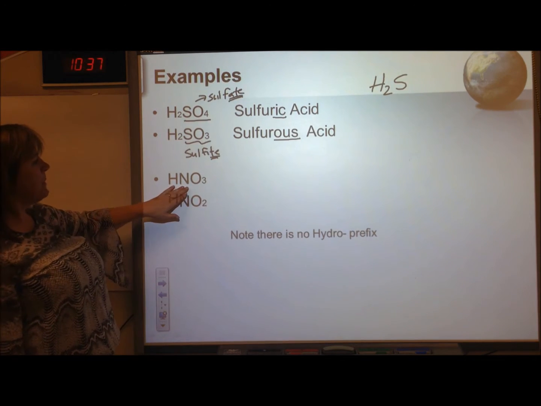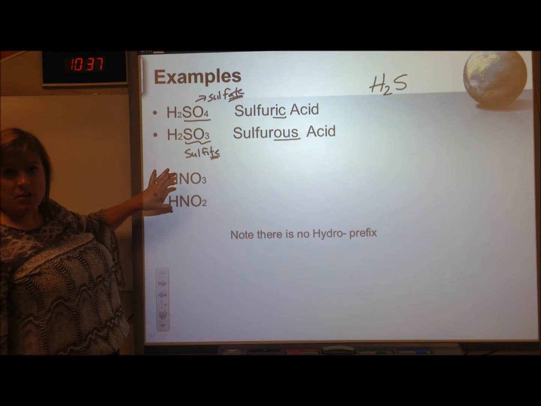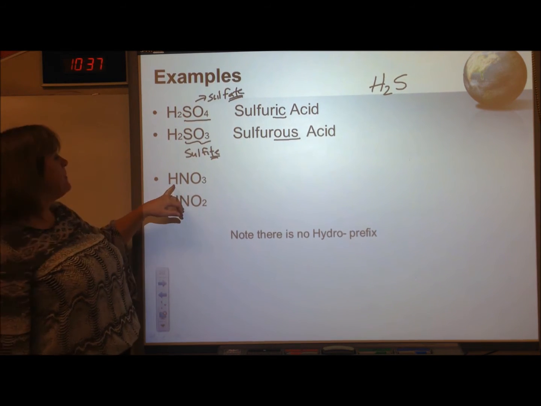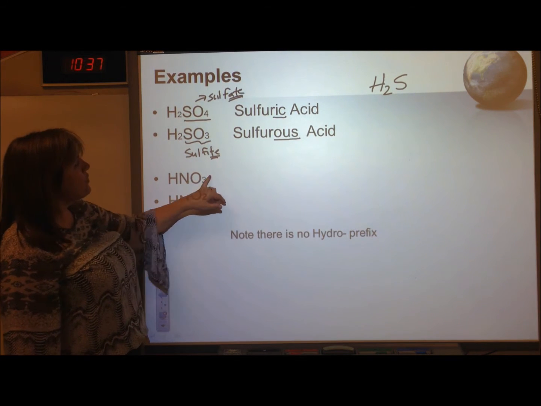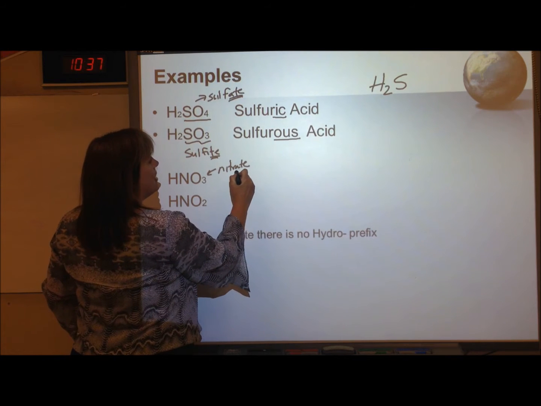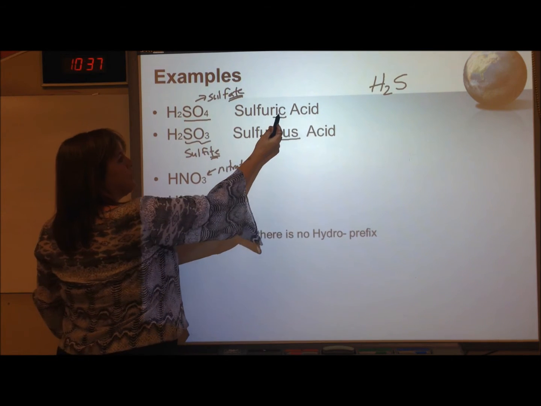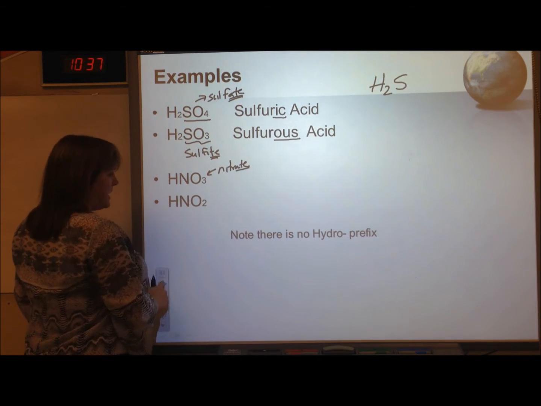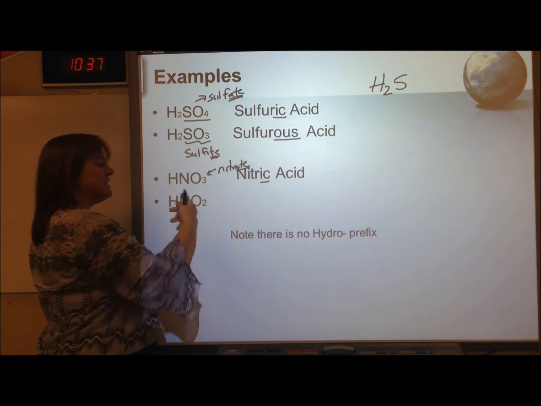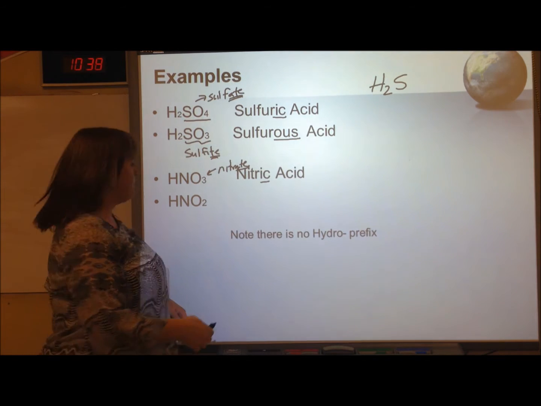Here's another example. So again, don't use hydro. Those we save for if this was like H3N. This is nitrate, the nitrate polyatomic ion. So we change the ending to ic acid. So this becomes nitric acid. The acid lets us know that the H is there.